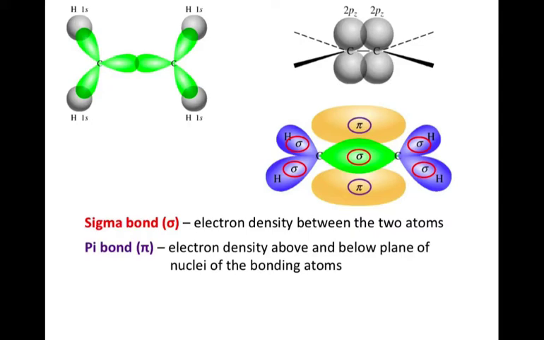The geometry doesn't work to be able to put two sigma bonds together to make a double bond, because one of the sigma bonds is already between the nuclei. Where's the other one going to go? They can't take the same space like that. So if you have a double bond, you have a sigma bond and a pi bond.